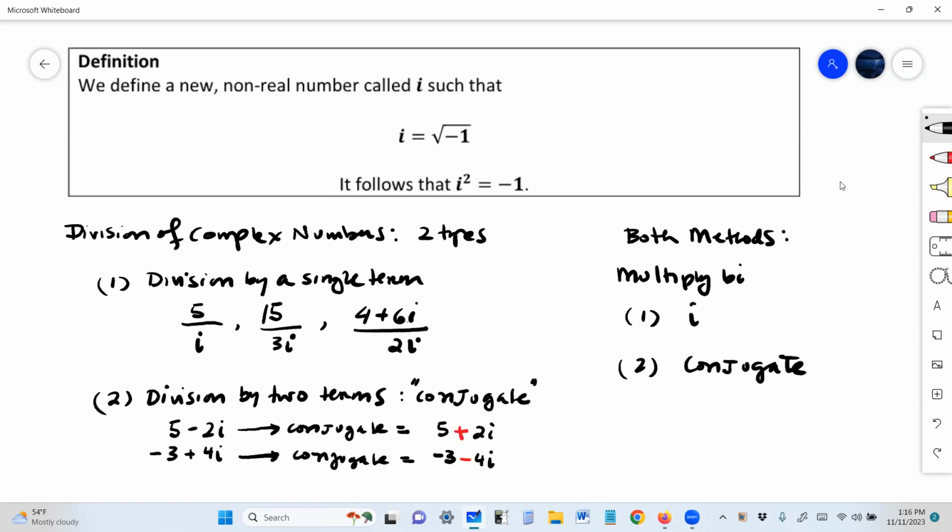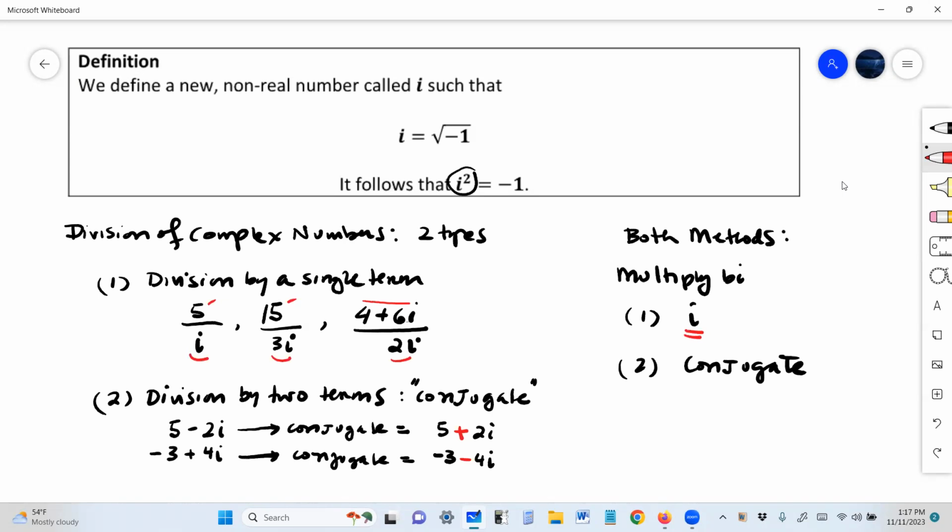Again, keep in mind that i squared is -1. So there's going to be two types of divisions that we're going to see. The first one is when we are dividing a number, like what you see here, or a whole complex number by a single term. So here I have i, 3i, or 2i. So this is going to be one technique. The technique for that is you are going to multiply numerator and denominator by the quantity i. Okay, so that's technique number one.